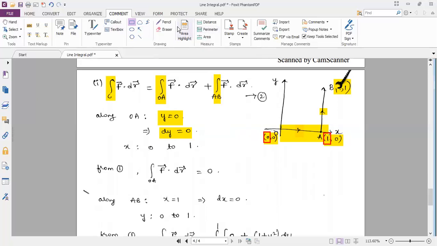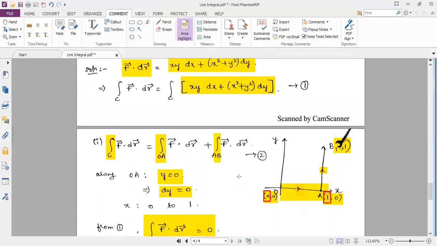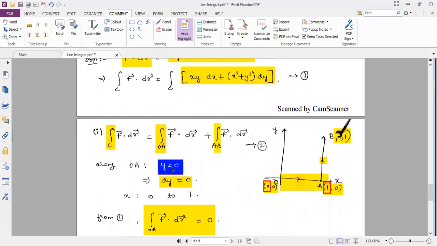So evaluating from equation 1, the integral over OA of f dot dr is equal to 0. Let's understand how this is 0. Going back to equation 1, we observe that the y value is 0.